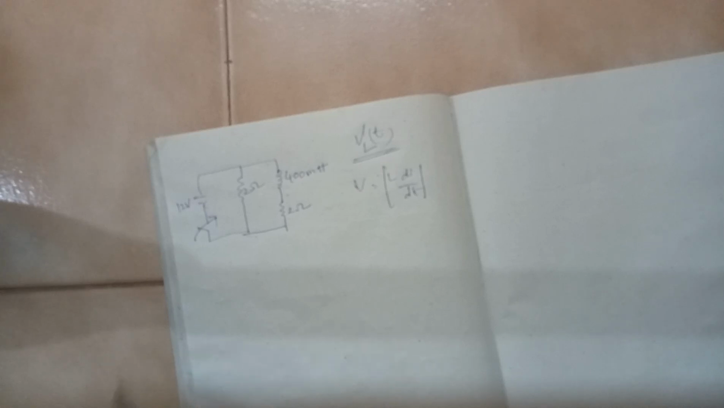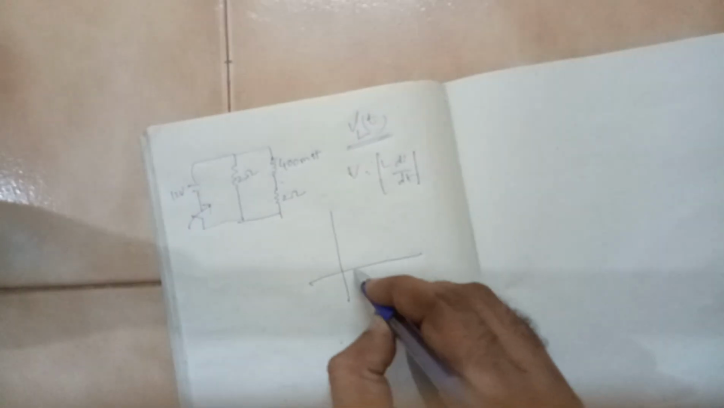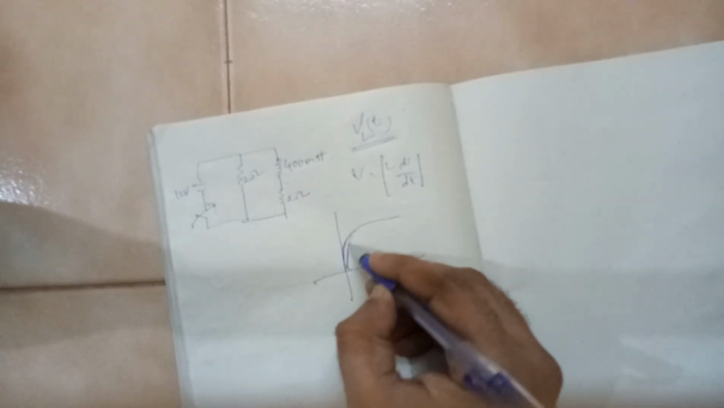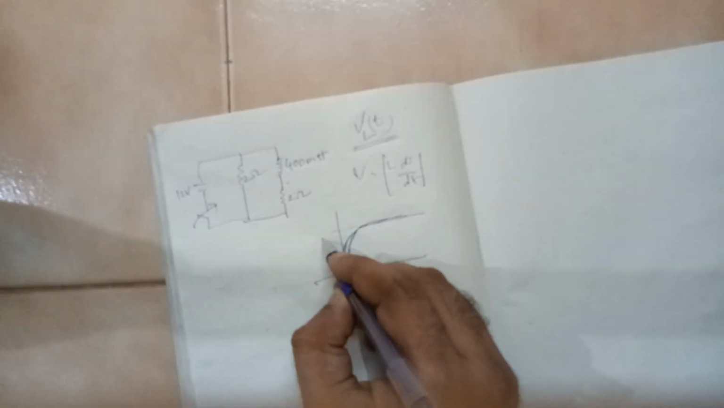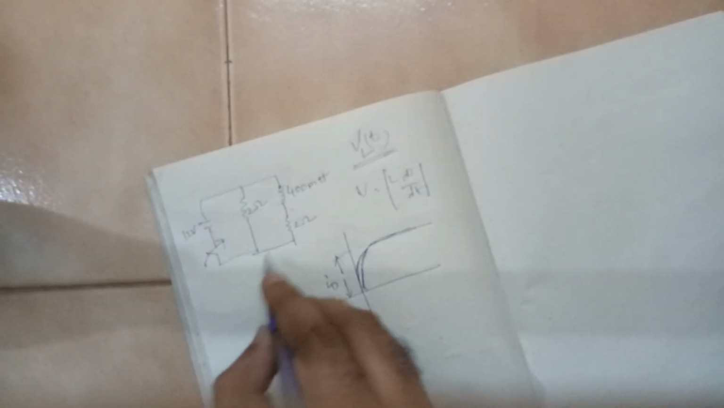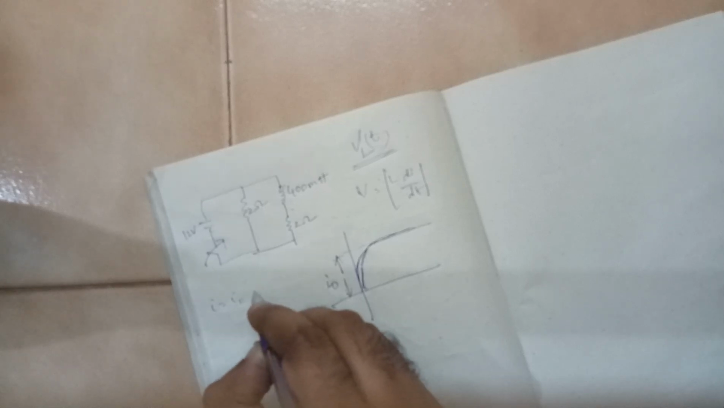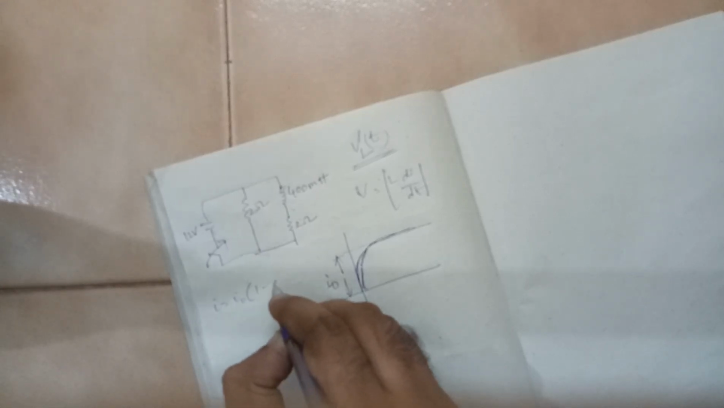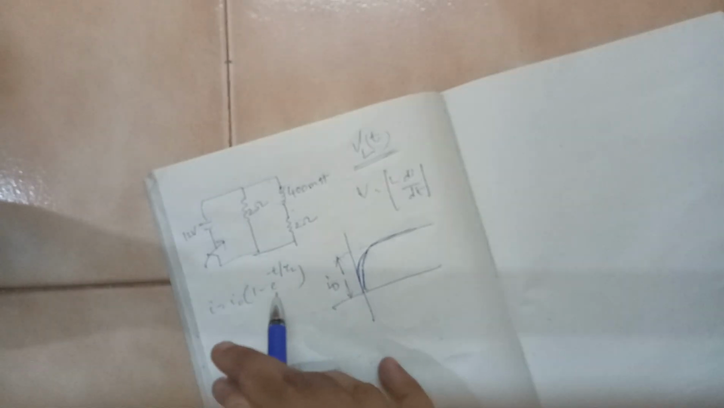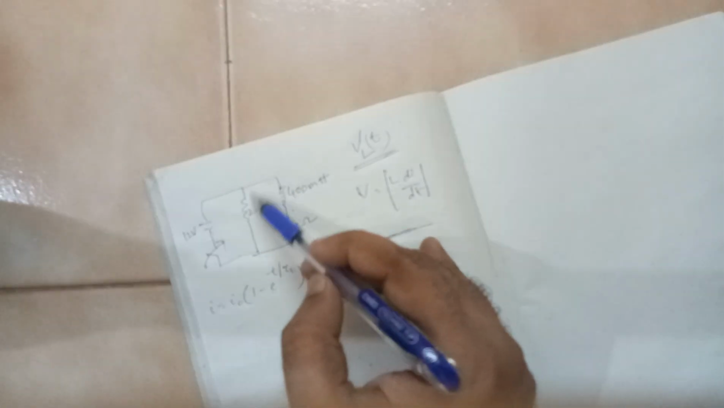So once you close the key, there will be flow of current in the circuit. Across the inductor, the growth of current will be exponential. We have studied that. It will be like this, with this value being the I0. So I will be equal to I0 into 1 minus e power minus t by TL, which is the time constant, since this is a pure LR circuit.